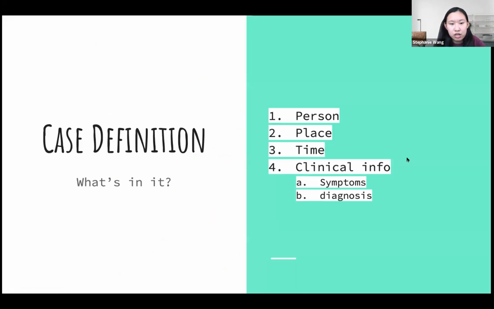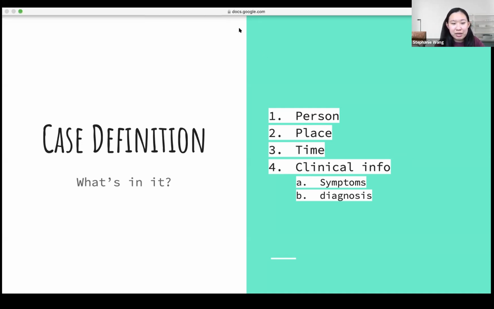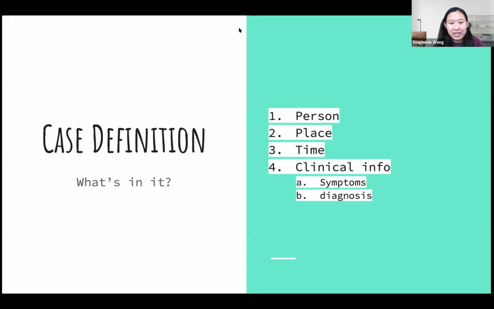All right, so another thing that you may have noticed that is required on the PSA is the case definition. So what is in the case definition? So first we've got person, place, time, and the clinical information. So the person is who are the people who are getting this disease. So for example, let's talk about COVID. If we have COVID in Houston, the person would be the people in Houston. And then the place would be Houston, Texas. And the time would be, for example, all the way from January 2020 until June 2021. So that would be the time frame of when this outbreak is going on.